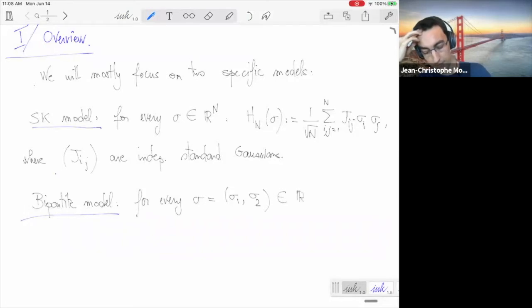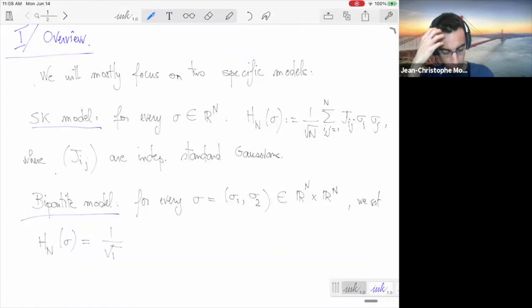So now I imagine that a given configuration is a pair sigma 1, sigma 2, where each coordinate is a vector of n components. For each of these, we set the energy function to be, again, 1 over square root of n, sum over i and j of, oops, I forgot the j, J_ij sigma 1 i, sigma 2 j.